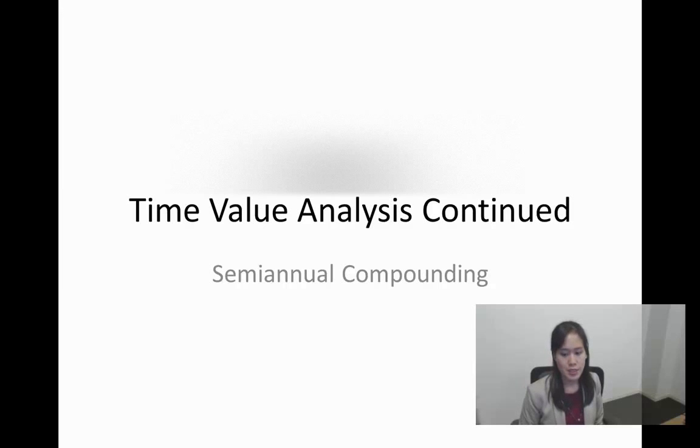In all of our previous examples, we considered annual compounding, which means that interest is earned once a year. Now, what happens if interest is earned, say, semi-annually, or quarterly, or monthly? In this video, I'll show you what changes when interest compounds on a shorter time horizon.